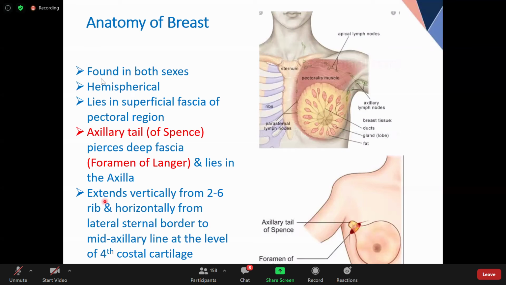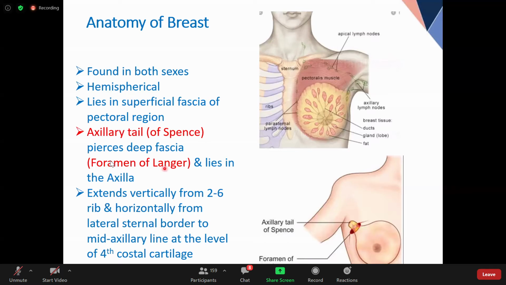Border, it extends from the second to the sixth ribs. This is just for description, okay? And horizontally, it extends from the lateral sternal border to the mid-axillary line at the level of the fourth costal cartilage. Just a brief introduction about the breast, an organ that lies in the superficial fascia, its vertical extent, its horizontal extent. Okay, now next slide.